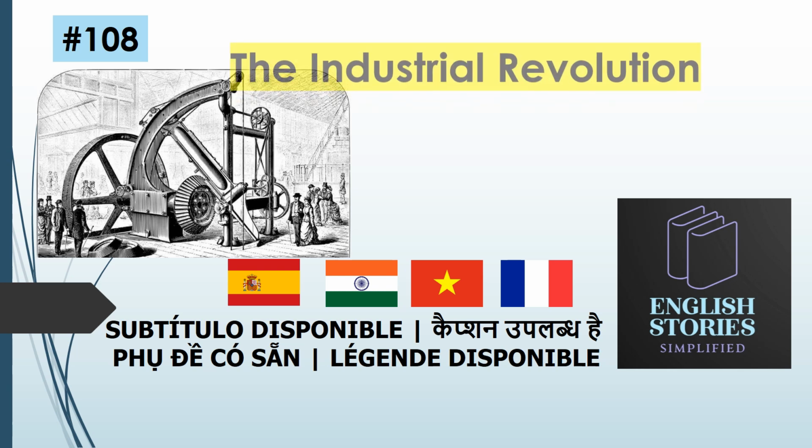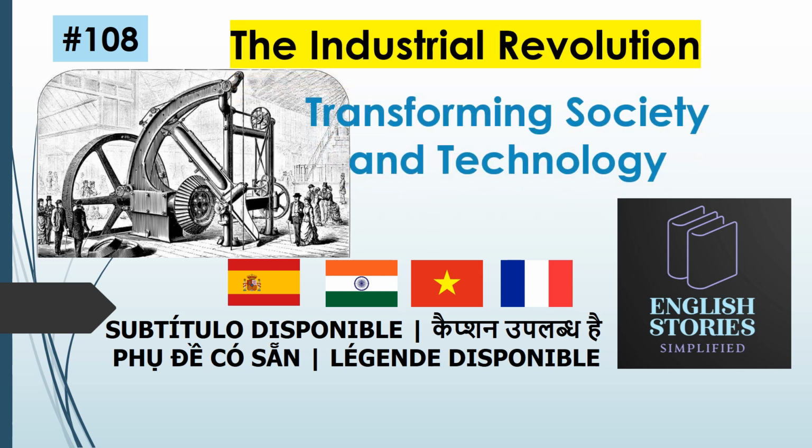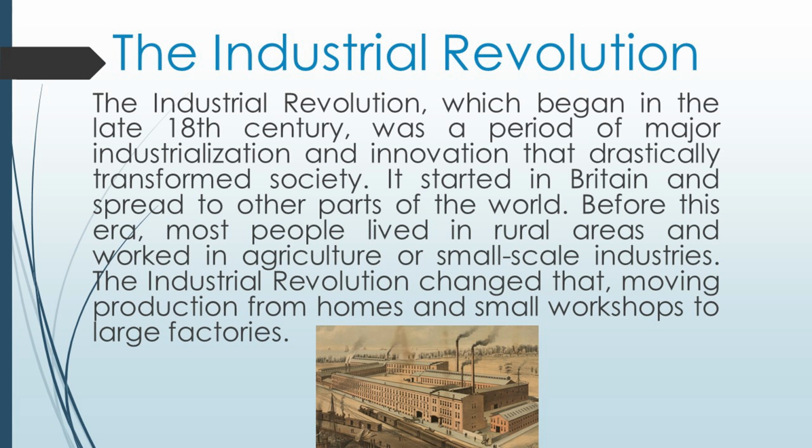The Industrial Revolution, transforming society and technology. English story simplified. The Industrial Revolution, which began in the late 18th century, was a period of major industrialization and innovation that drastically transformed society. It started in Britain and spread to other parts of the world.